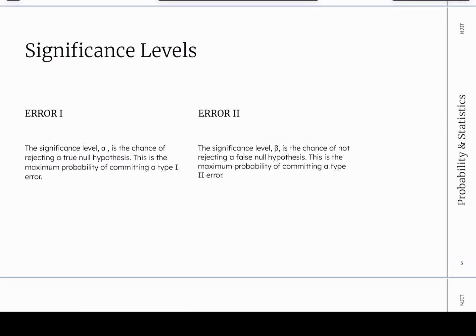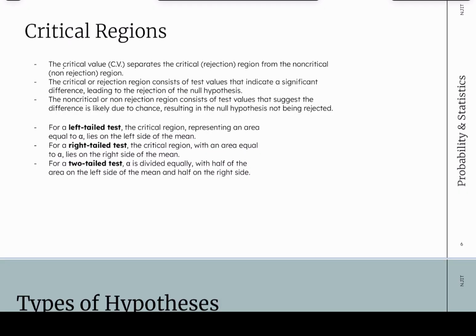So what are significance levels? There are two types of errors. There's error 1 and then there's error 2. So the significance level alpha is the chance of rejecting a true null hypothesis. What this means is that this would be the highest probability that you would be able to commit a type 1 error, or make a type 1 error. And for error 2, it's similar, it's just that instead of alpha, it's beta, and it would be the chance of not rejecting a false null hypothesis, meaning it would just be kind of like the opposite of an error 1.